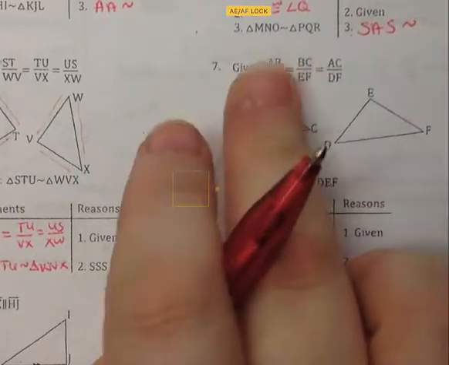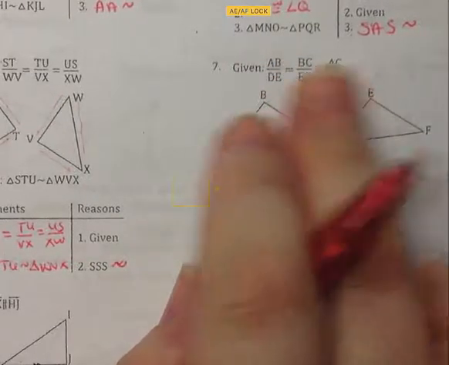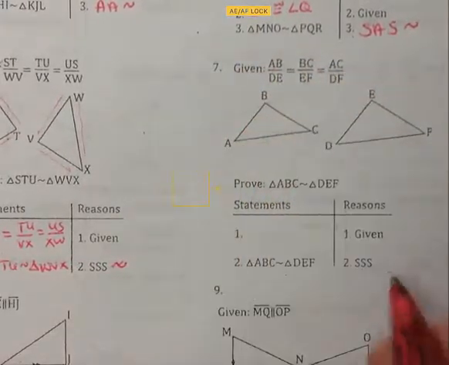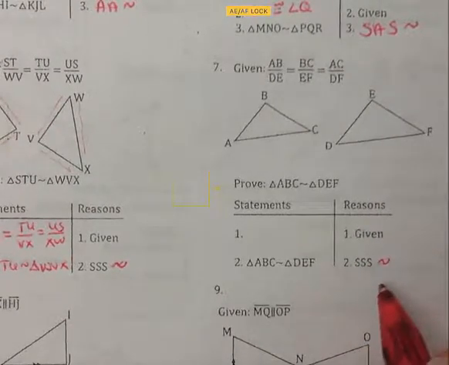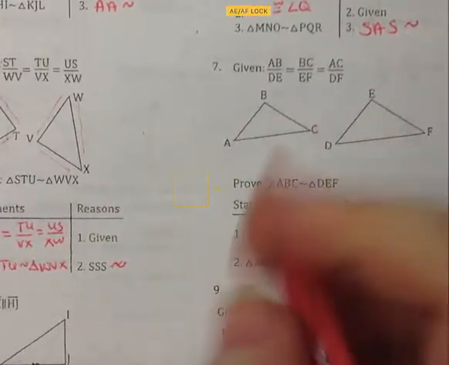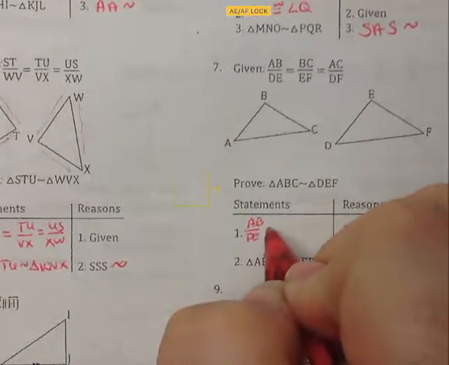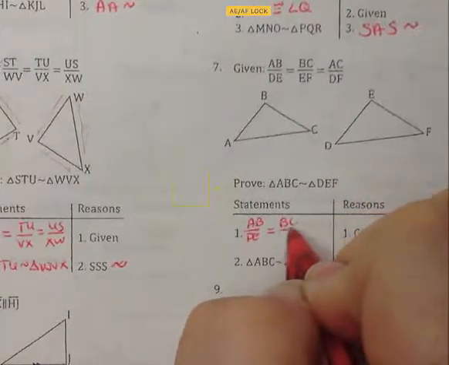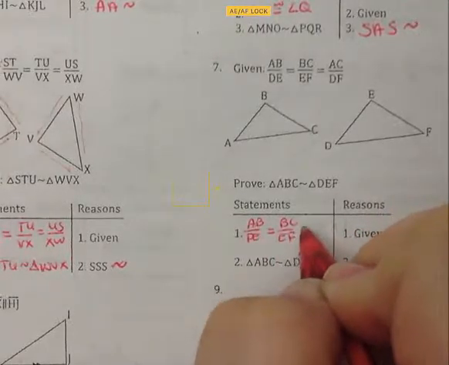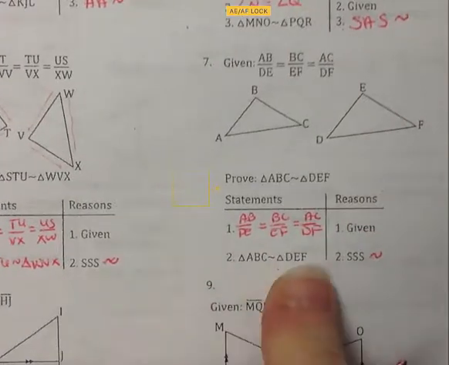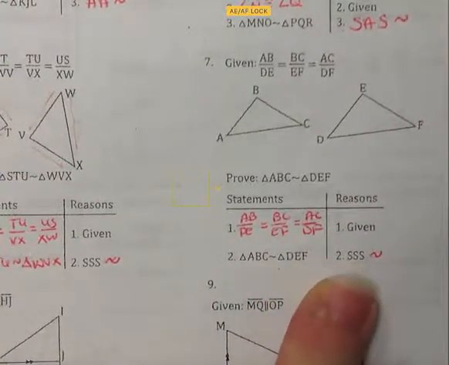On 7, we have 1, 2, 3 fractions as well. That means we should have side similarity. So our first statement is just our given. So we have length AB over DE is equal to length BC over EF, which is equal to length AC over DF, and that was given to us. We have side similarity.